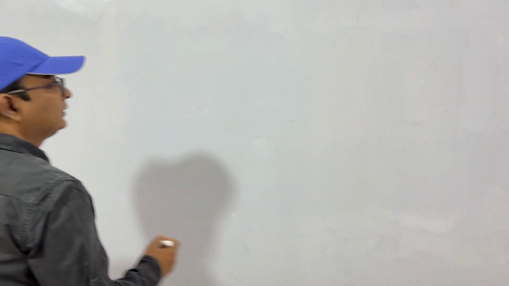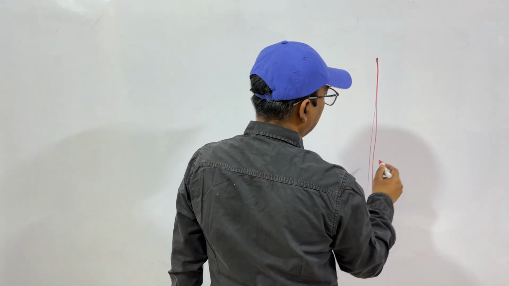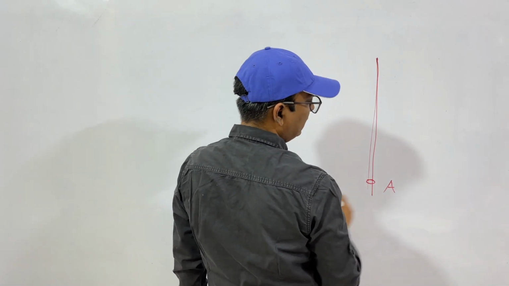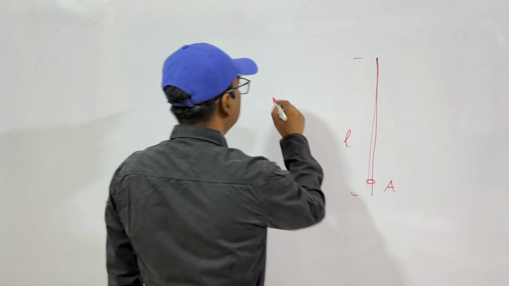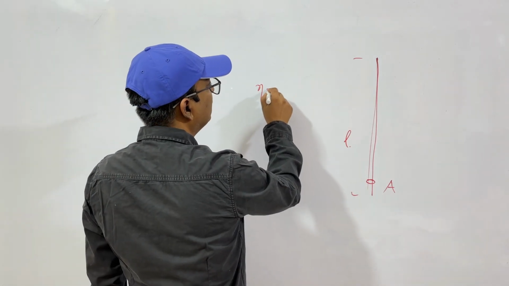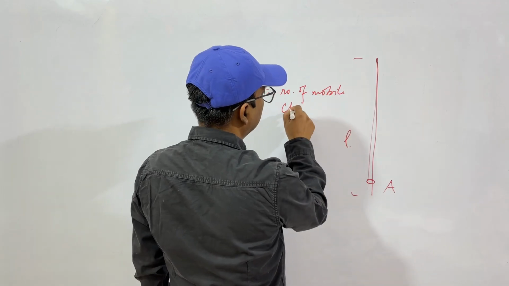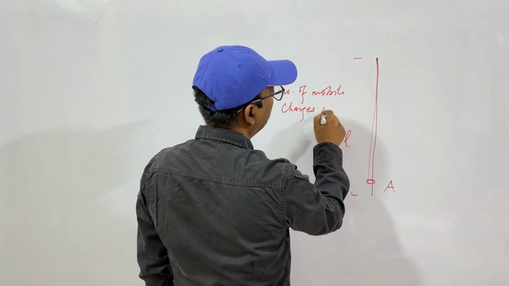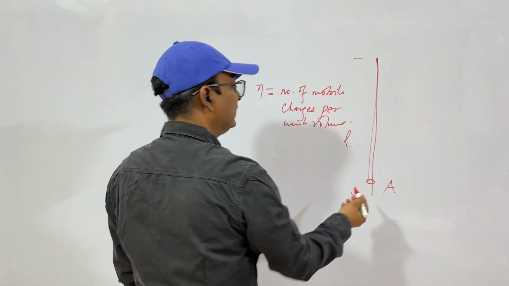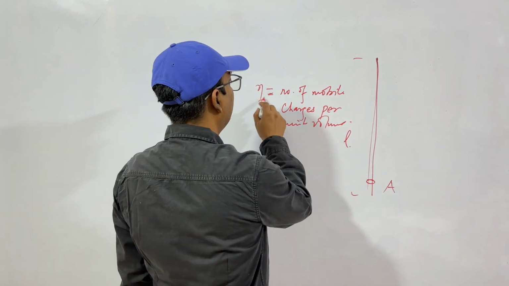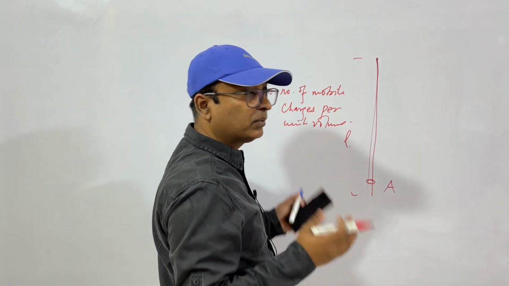So let's say our conductor is like this. Let its cross-sectional area be A and let its length be L. Let N be the number of mobile charges per unit volume. That is, in a particular volume you have N number of charges. So the complete volume is A into L, so NLA will be the total number of charges.